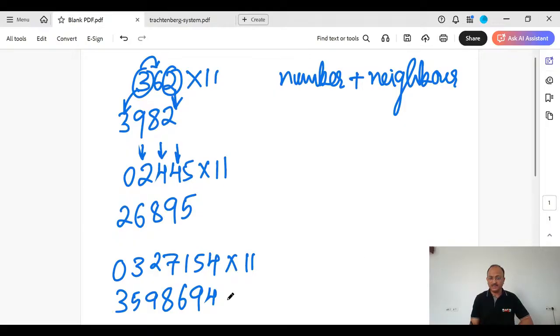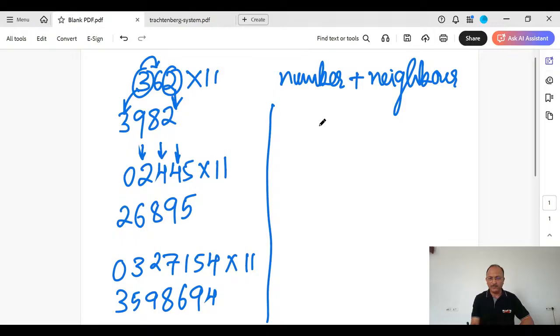Now you may ask, sir, you are giving very easy numbers. The same question we had for the smaller numbers, correct? What to do when there is a carryover? Let's take some example here.